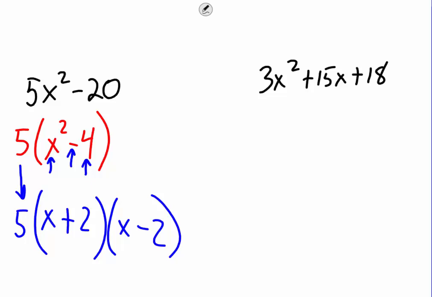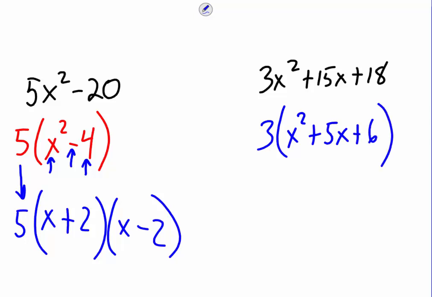So in this case, 3, 15, and 18. The greatest common factor here is a 3. So I'm going to factor a 3 out. Now I can't factor an x out. Even though the first part has an x and the 15 has an x, the 18 doesn't. So we can't factor any x's out. So 3 divided by 3 is 1. Then we got the x squared. 15 divided by 3 is 5. And then we got the x. And then 18 divided by 3 is 6. Awesome. We factored out the common stuff.